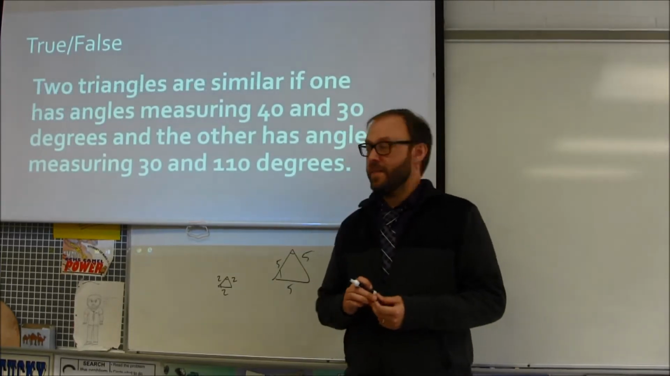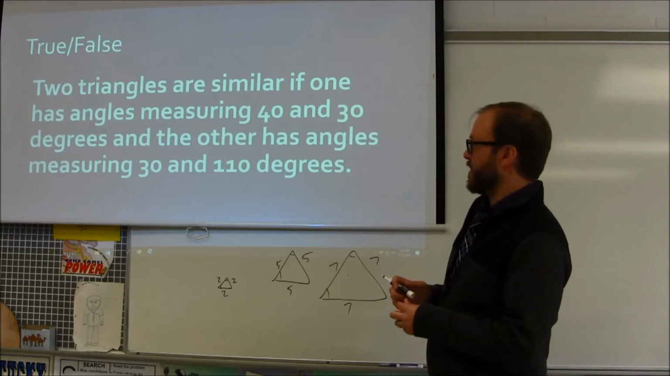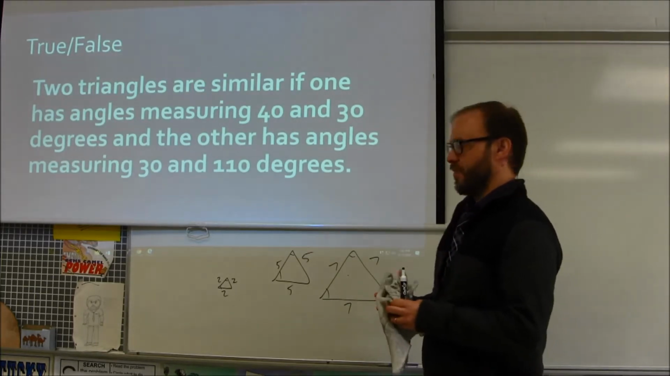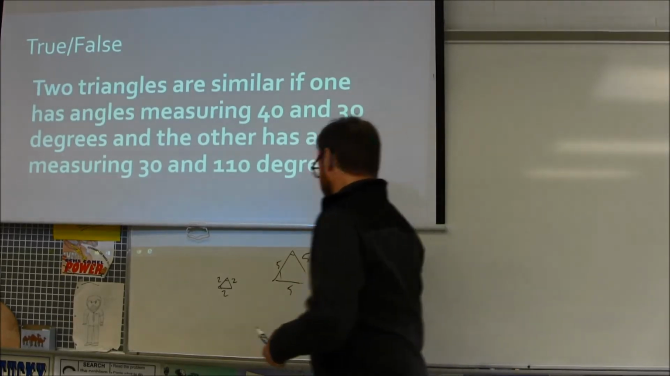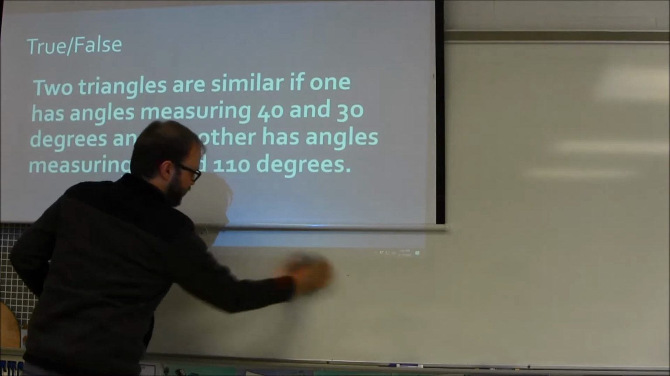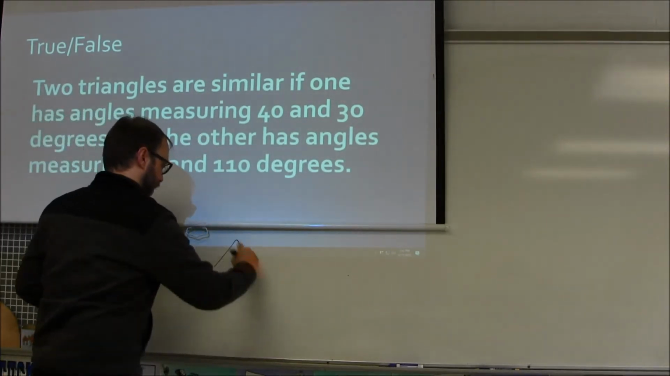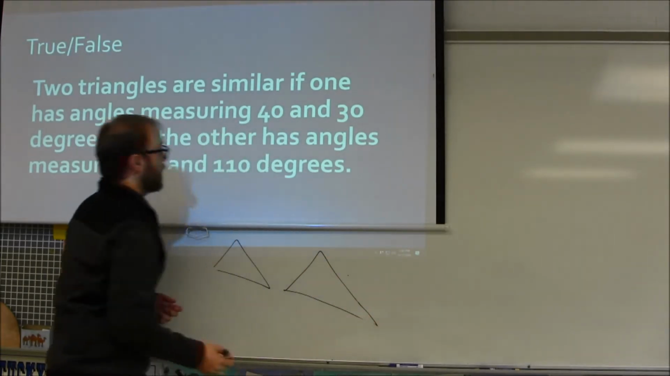All right, our next example. True or false? Two triangles are similar if one has angles measuring 40 degrees and 30 degrees, and the other has angles measuring 30 and 110 degrees. The really important thing here is to make sure that you're actually trying this scenario. Make sure that you're actually drawing some triangles.